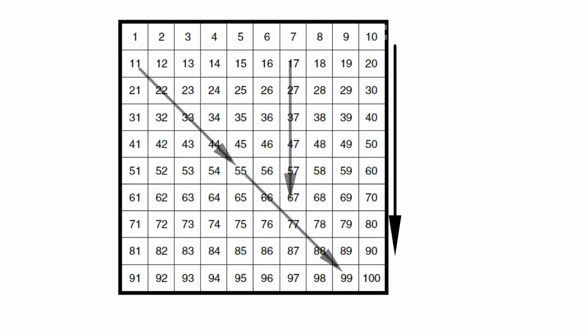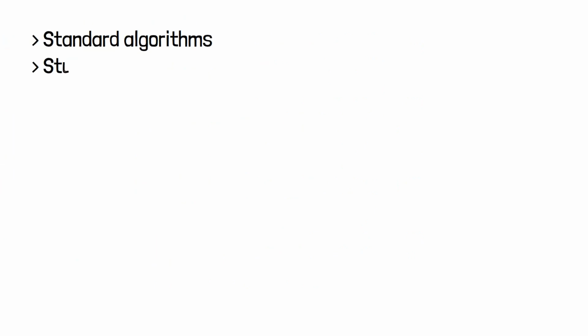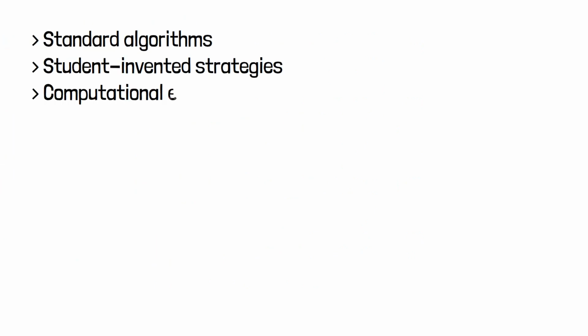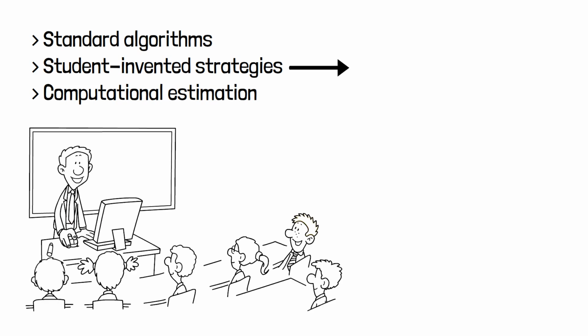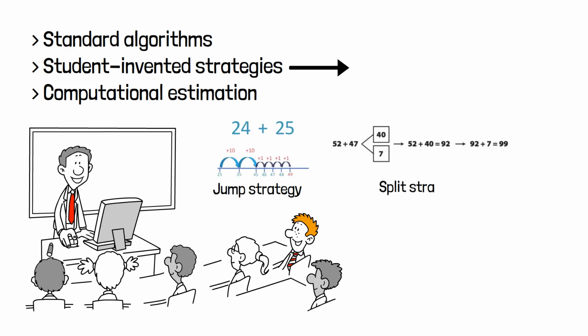Different methods used for computation, such as standard algorithms, student-invented strategies, and computational estimation, each have their benefits. Invented strategies, for instance, help reduce the amount of reteaching needed, develop stronger number sense, and are frequently more efficient than standard algorithms. Examples of invented strategies include the jump strategy, split strategy, and takeaway strategy. These strategies allow students to approach problems in ways that make sense to them, fostering deeper understanding and flexibility in thinking.